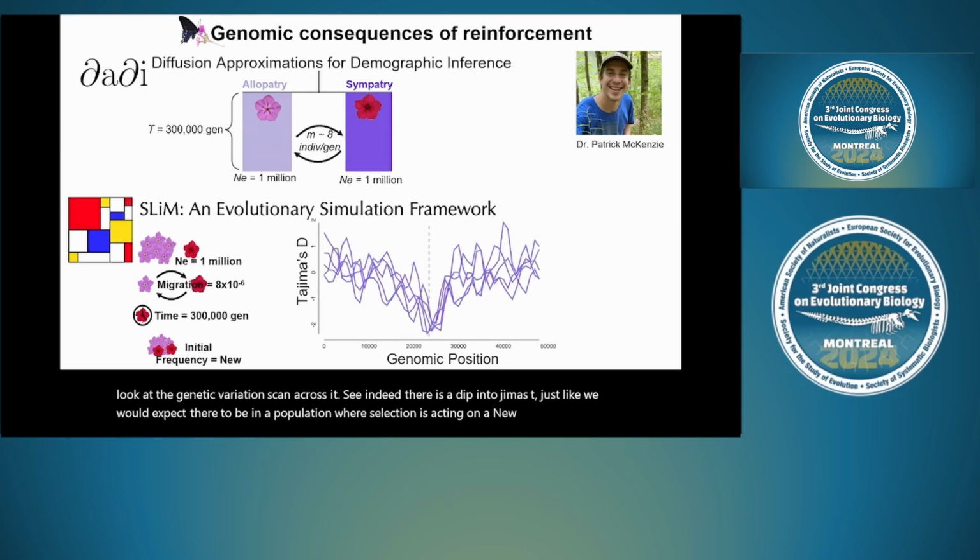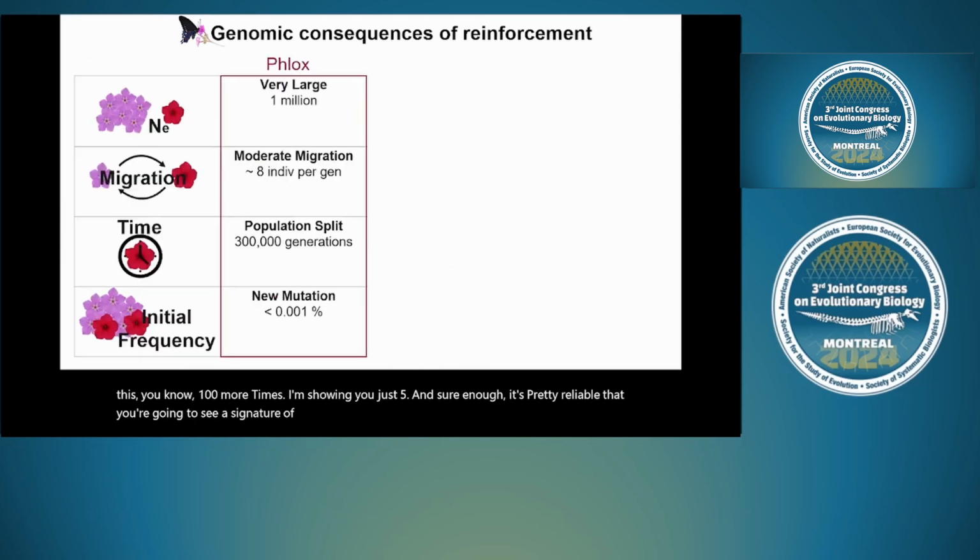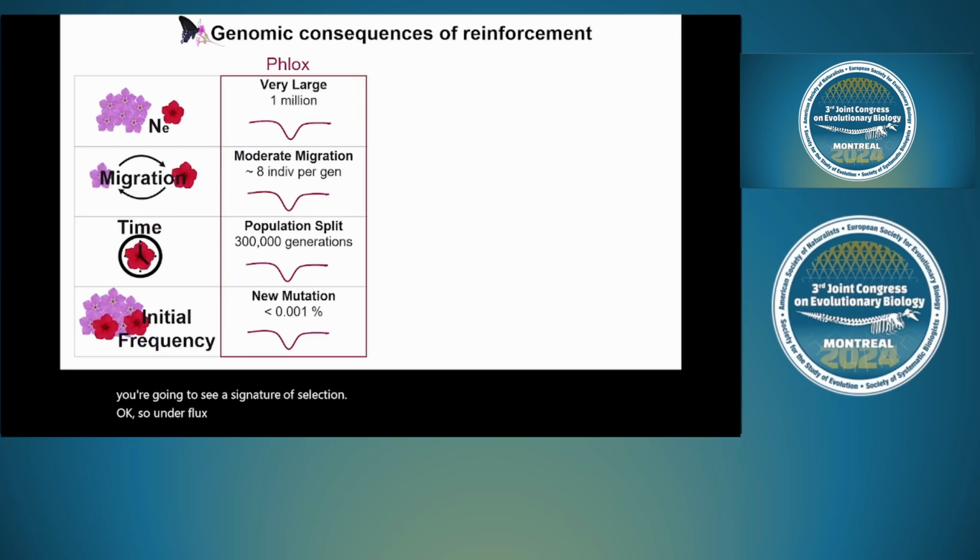We do this 100 more times. I'm showing you just 5. And sure enough, it's pretty reliable that you're going to see a signature of selection. Okay, so under flocks parameters, we can see that there's a signature of selection. But in our data, we don't see a signature of selection.